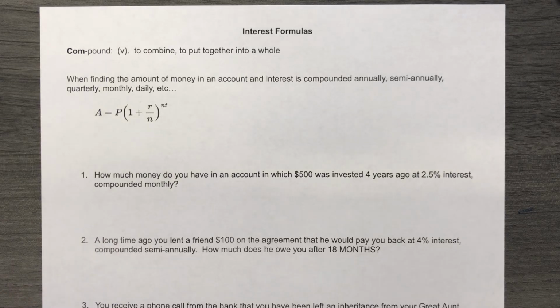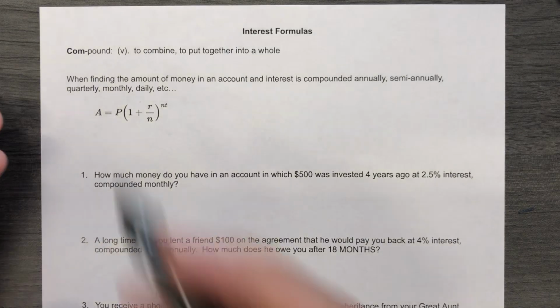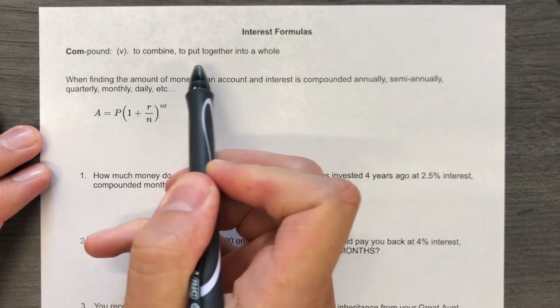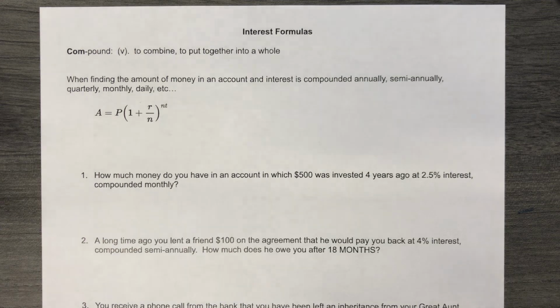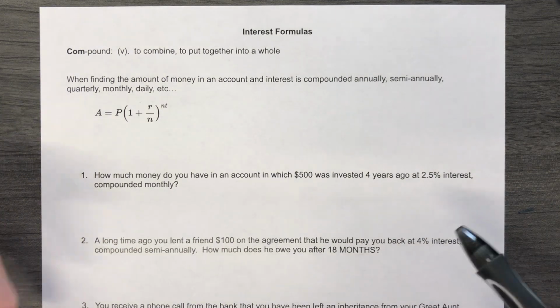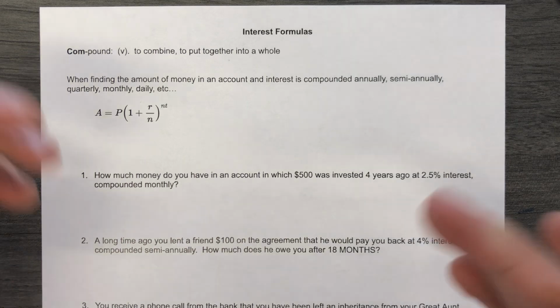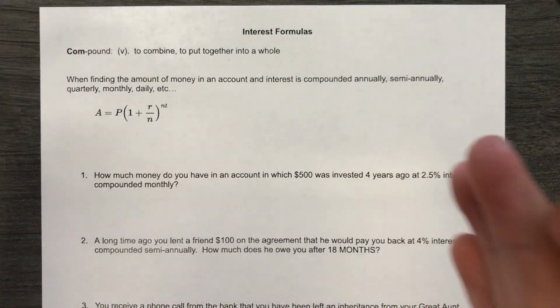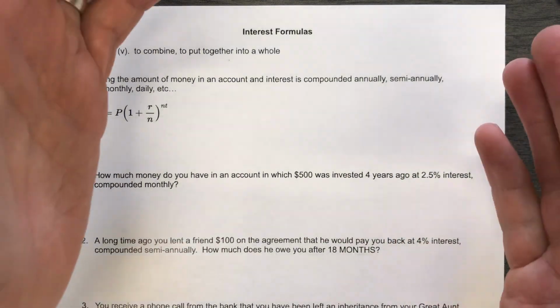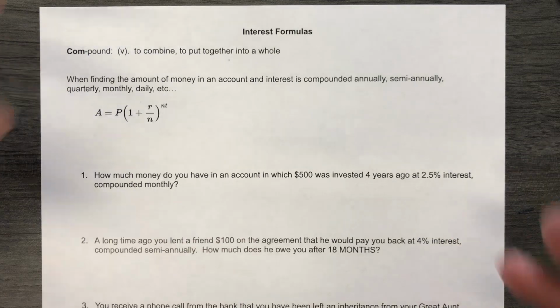Okay, let's talk about some interest formulas. To compound means to combine or to put together in a whole. So basically, you put some money in the bank and they're going to say, okay, your interest compounds every so often, which means they're going to look at the amount in your account and say, let's put some more in there. Let's add a certain percentage.